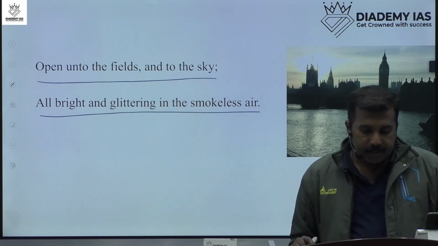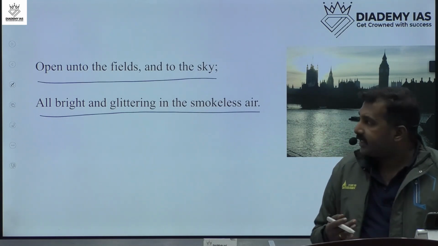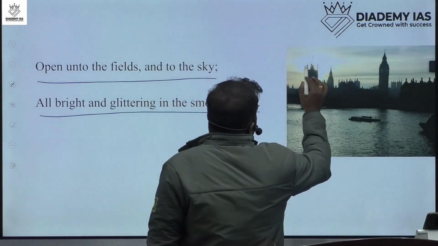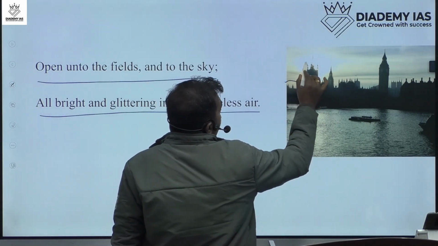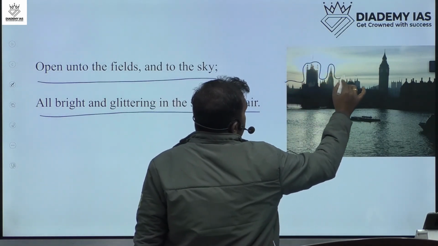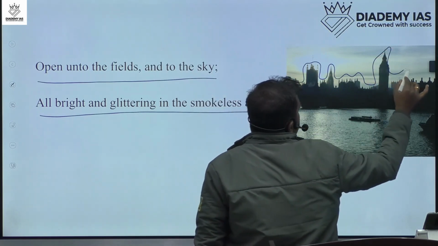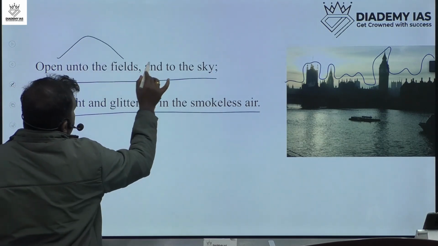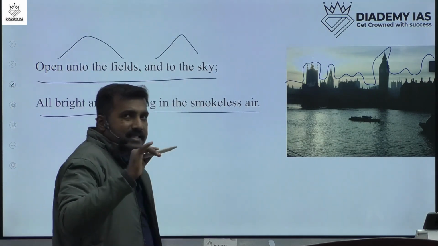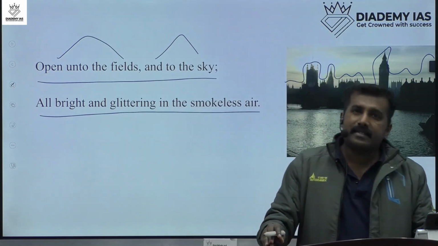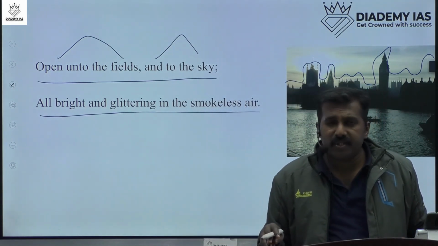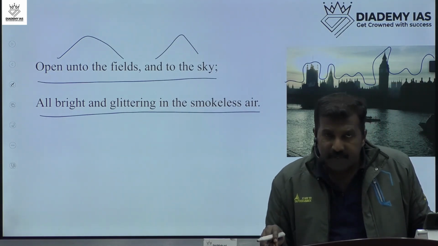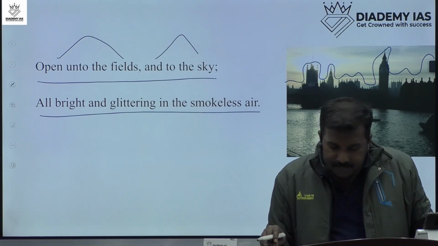It means that the important poem means that, open unto the field and to the sky. So the poet explains about the beauty of this city and the sky. Okay. Then here, open into the field and the sky. It means the sky is clear now. The sky is clear now, and it looks very beautiful. The sky is very, very clear and beautiful.